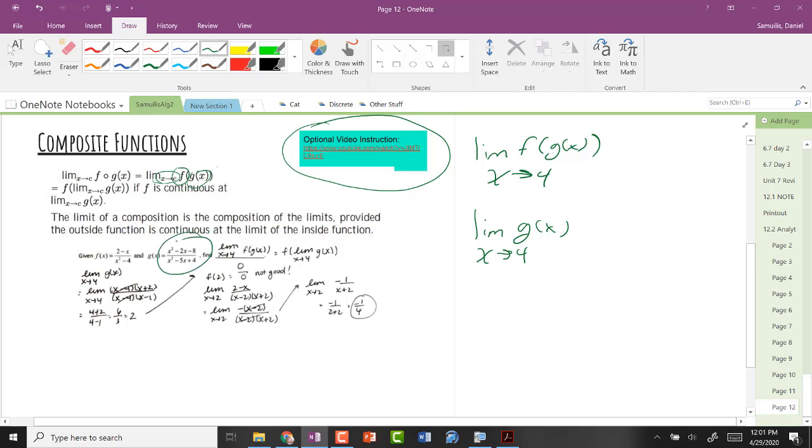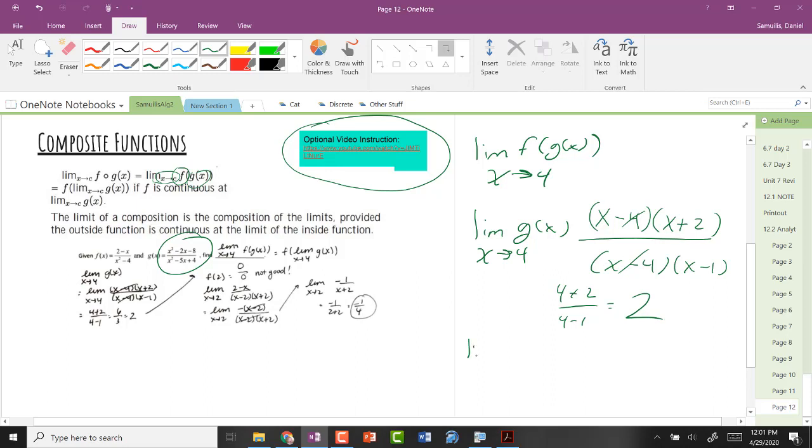So I take a look at my g of x function, and at 4, well, we're going to have to factor that guy. This one's from the previous example, way up at the top. So I do have to factor that because right now the 4 gives me a 0. So I'm going to get an x minus 4 and an x plus 2. Denominator is an x minus 4 and an x minus 1. Those cancel. So I get 4 plus 2 over 4 minus 1. So my limit is 2.